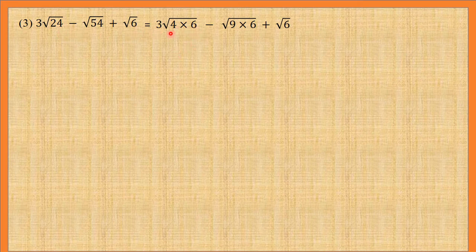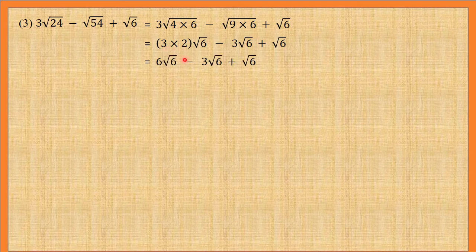And we can simplify. This is the same as square root of 4 times square root of 6, and square root of 4 is 2, so multiply by the 3. Then square root of 9 is 3, and then we'll have root of 6. So when we simplify this, it gives us 3 multiplied by 2 root 6, and this gives us 6 root of 6 minus 3 root of 6 plus root of 6.